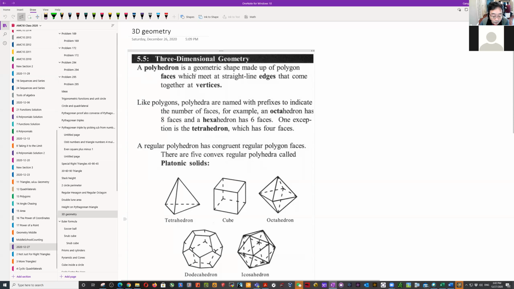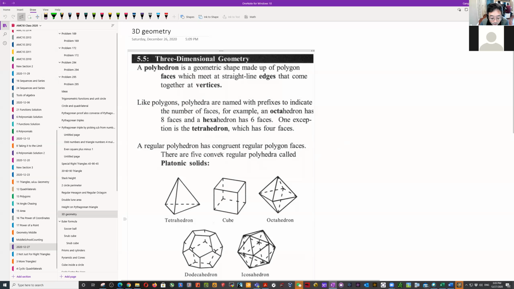So in 3D geometry, we have some terminology. They are called polyhedrons. A polyhedron is a geometric shape made up of polygon faces, which means straight-line edges joined together at vertices. So those tips are called vertices. And where two faces join, it's an edge. And a face is just a flat plane which makes up one part of the surface of the polyhedron.